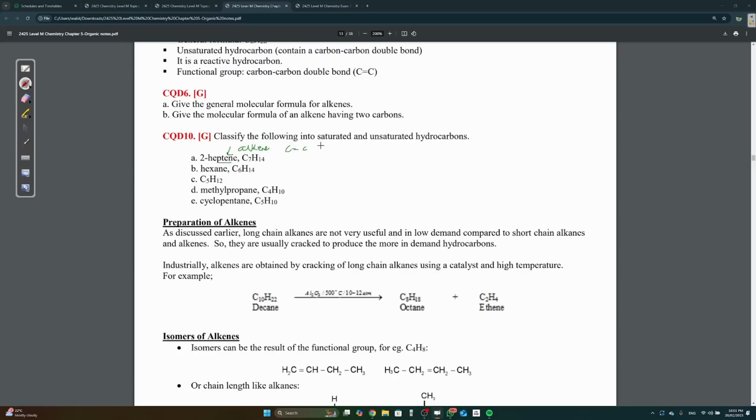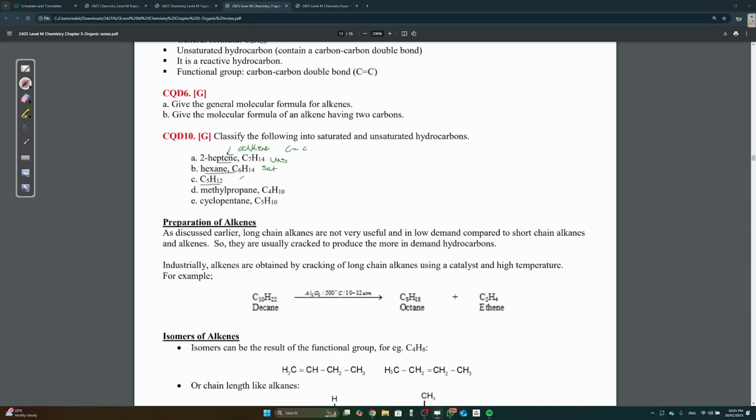Alkenes, do they have carbon double bonds? Yes. You need to remember one thing about alkenes, that they have the carbon double bond. Don't forget it. So is it saturated or unsaturated? Unsaturated. Hexane, it's an alkane, right? So it's saturated.